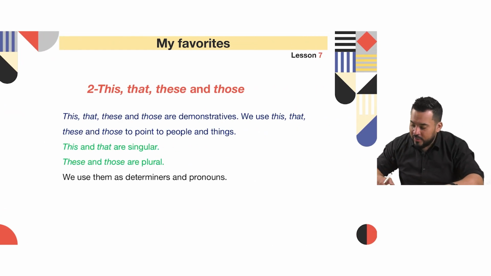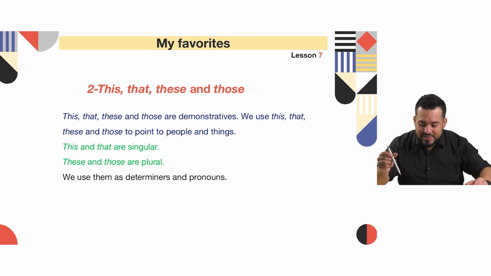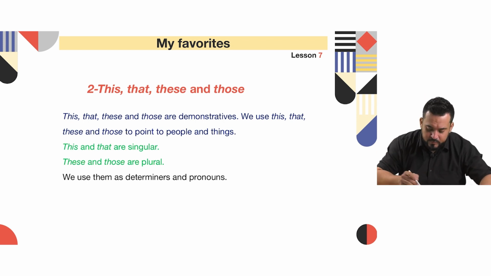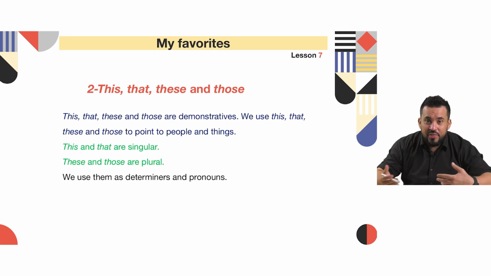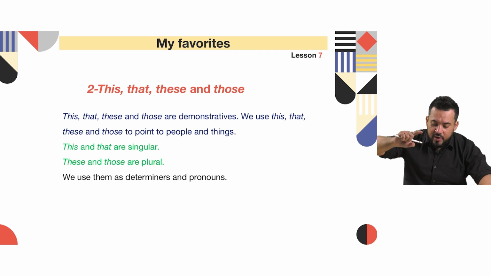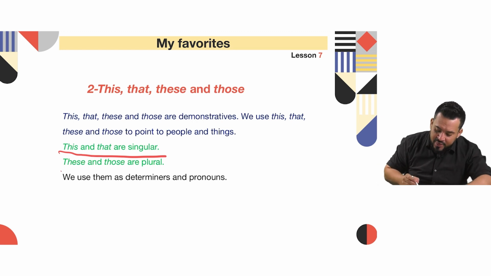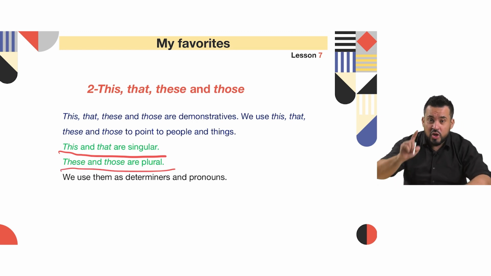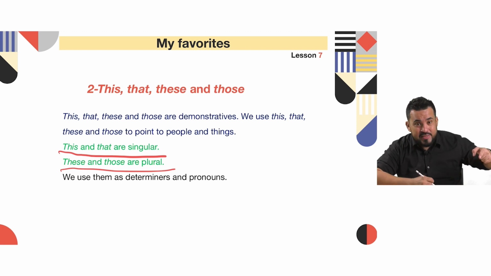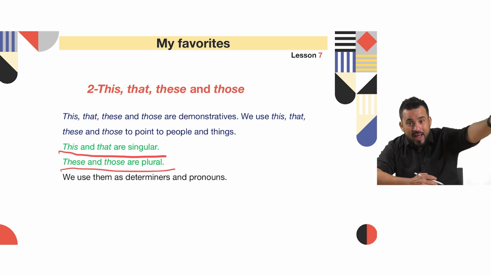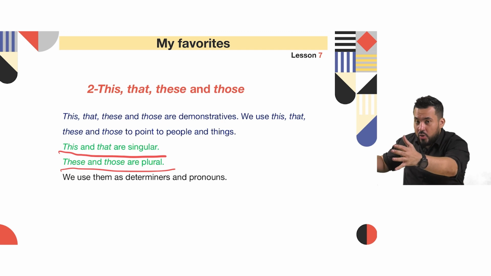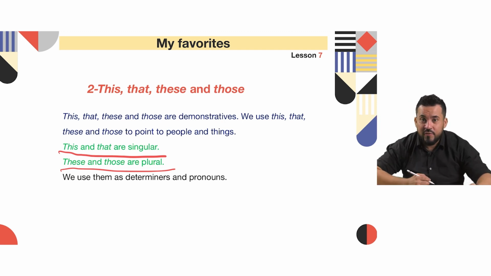Very good. Now, let's talk about this, that, these, and those. This, that, these, and those are called demonstrative pronouns. This and that are used with singulars, and these and those are used with plurals. So if you have one thing, we use this if it's near, we use that if it's far. But if you have plural, we use these if they're near, or we use those if they're far.